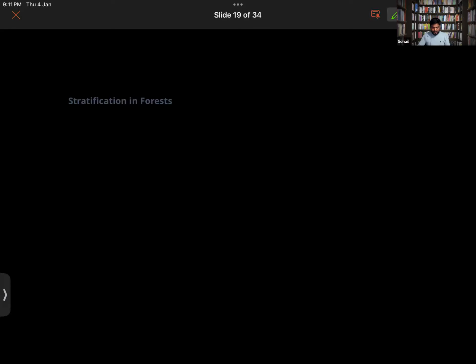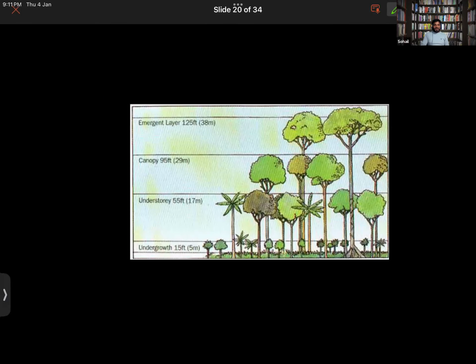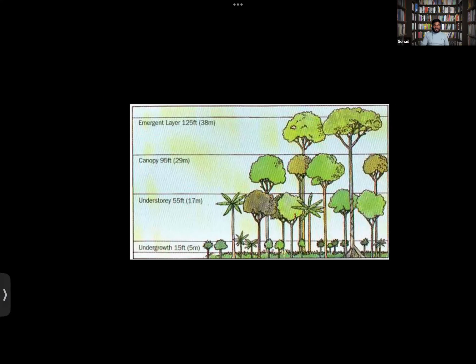So see, stratification basically refers to the different layers found in the forest, layers of the plants. That is what stratification refers to here. So here the forest has been divided into different layers depending upon the height of the trees or the height of the plants in it, right?